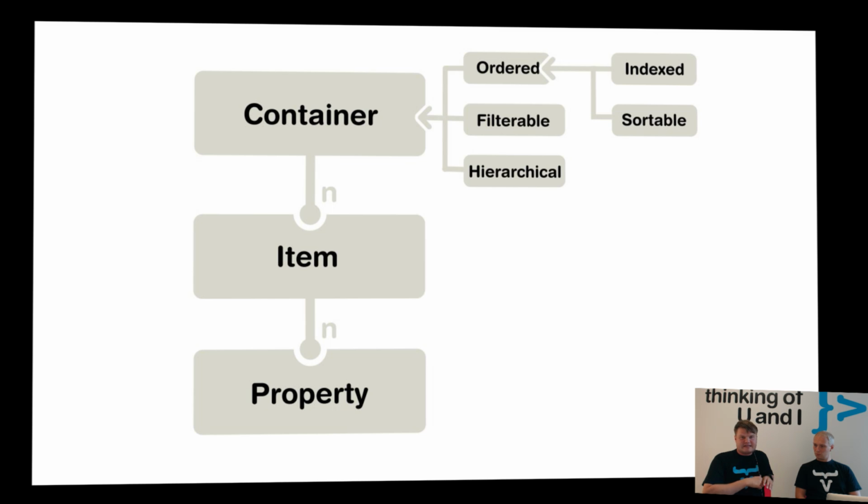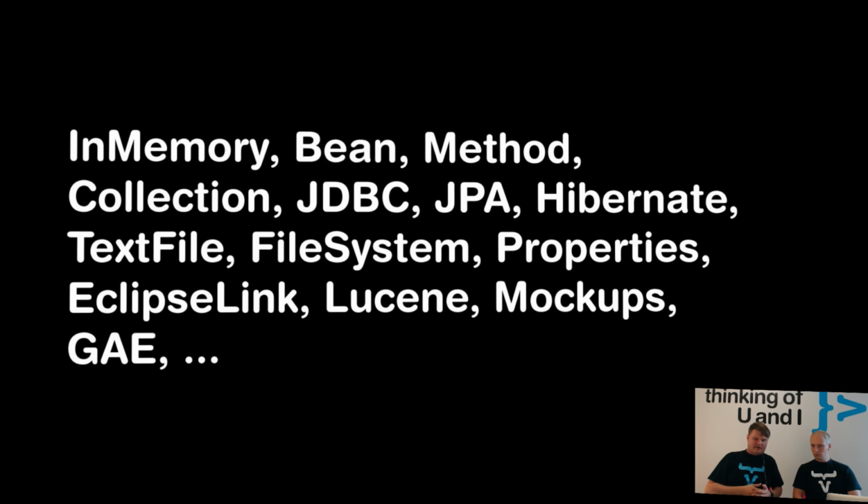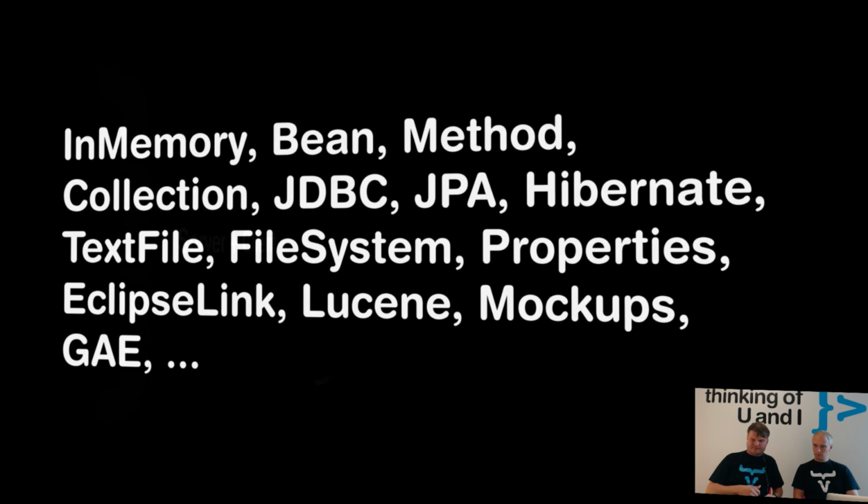Some of the interfaces have more detailed optional interfaces that you can implement, like hierarchies and that kind of stuff. And there are quite a few implementations out there. So basically those are the three components that we have in Vaadin.